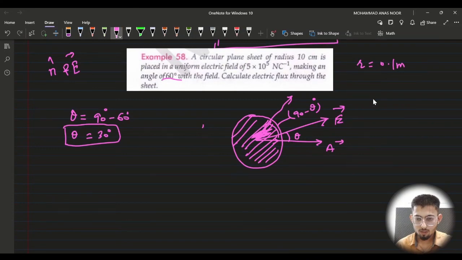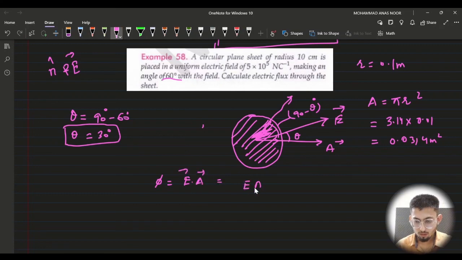First of all we should find the area. So what is area? Pi r square. Should we take 22 by 7 or 3.14? It's not specified, so 3.14 is taken. So r is 0.1, r square is 0.01, so the area is 0.0314.